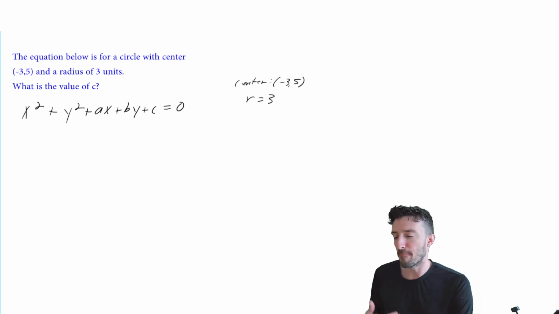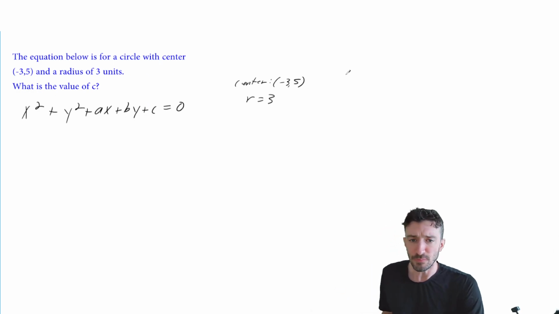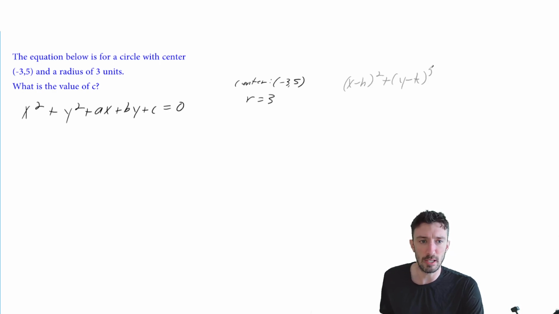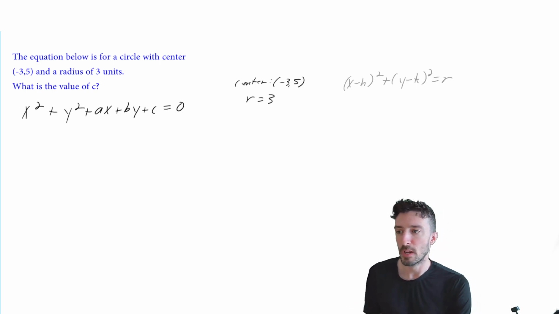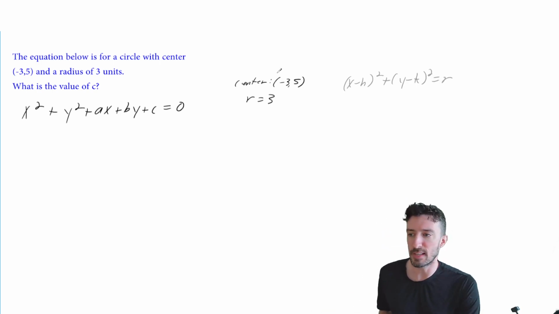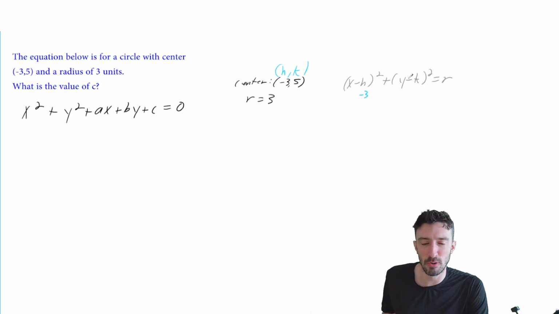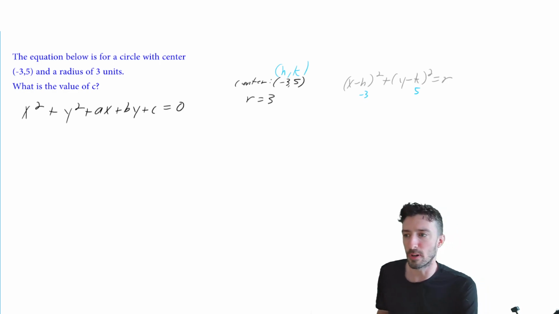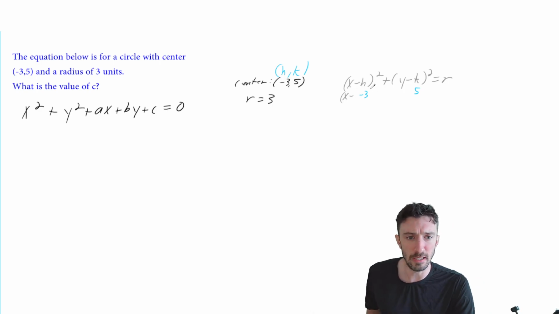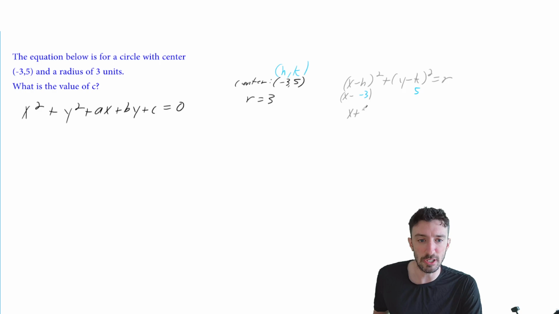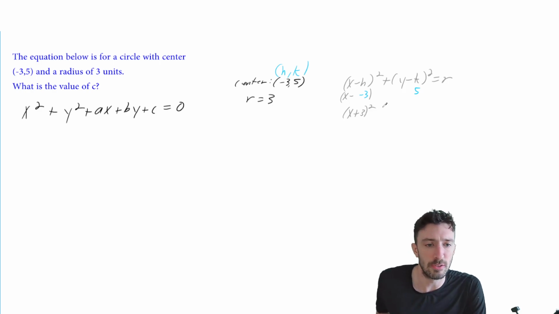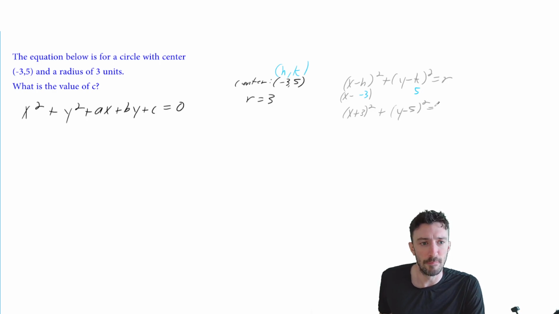But the way we're going to do it is by first recognizing that the general equation of a circle is x minus h squared plus y minus k squared equals r squared. Because they gave me the center, I can plug that in. The way the notation works is that the h is the x coordinate of the center and the k is the y coordinate. So I can just plug that in. X minus negative 3 would actually turn into x plus 3, and then squared, plus y minus 5 squared.